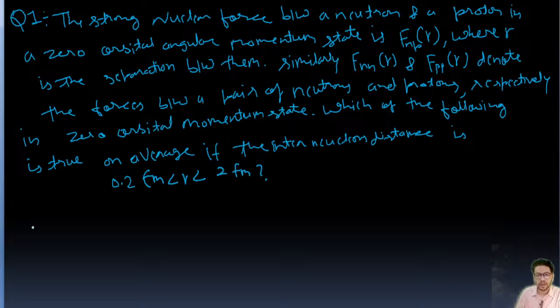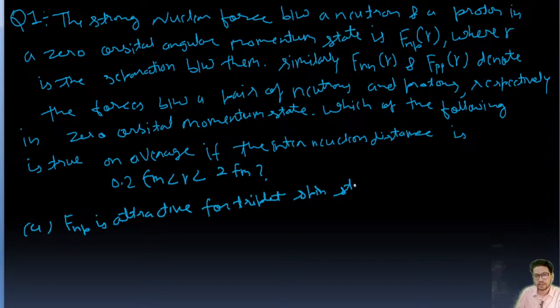The options are: option A, FNP is attractive for the triplet spin state, and FNN, FPP are always repulsive.